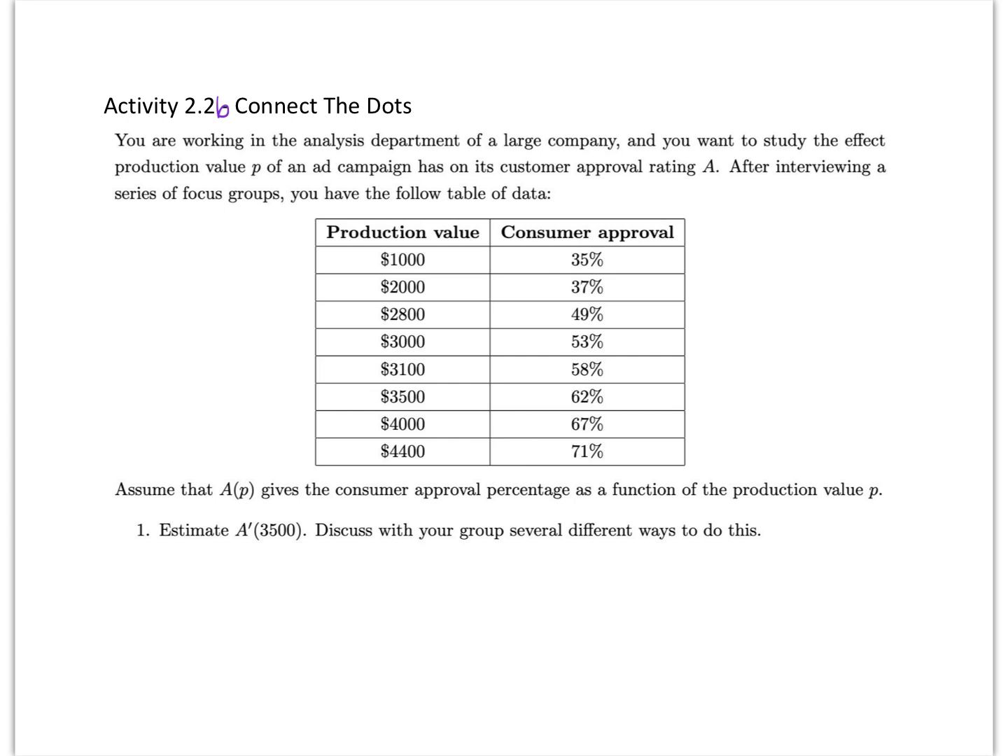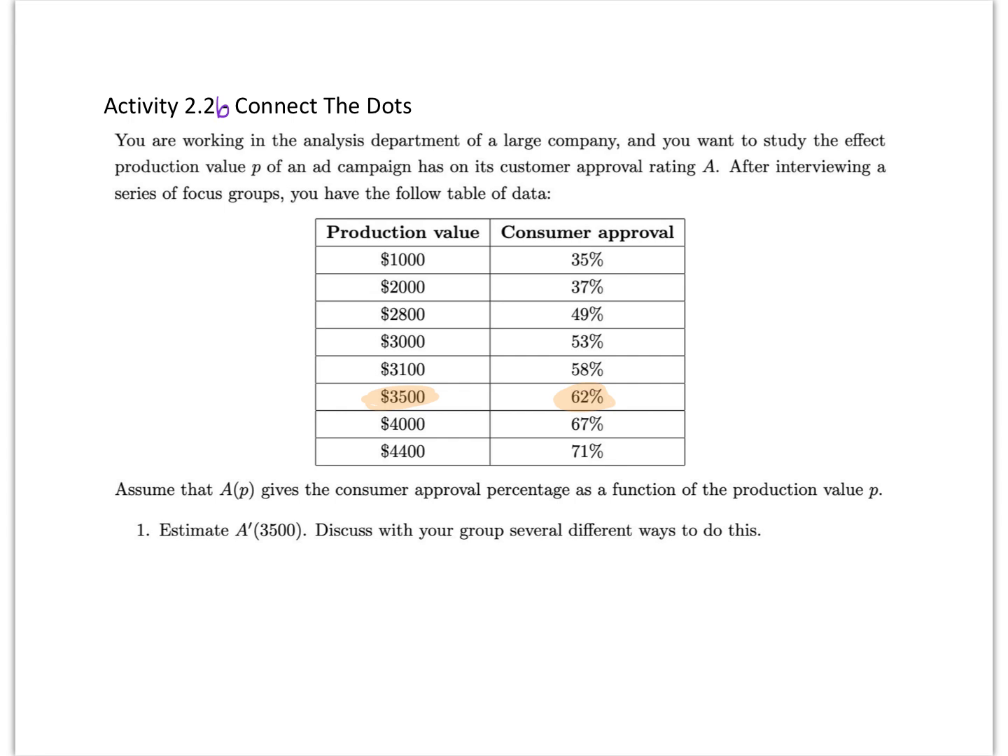Estimate A prime of 3,500. And let's see, so that would be the instantaneous rate of change when production value is $3,500. So let's just highlight what they're asking. So they want to know when we spend $3,500 on an ad campaign, we get 62% customer approval rating. But what I would like to know is the rate of change. So what is my rate of return if I spend another dollar? How many more percentage points can I expect to get?